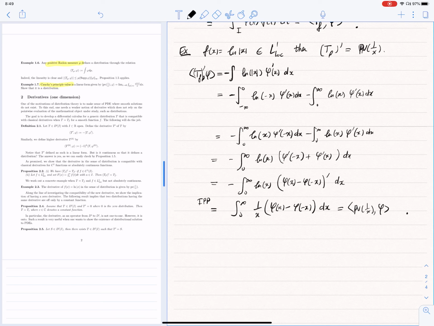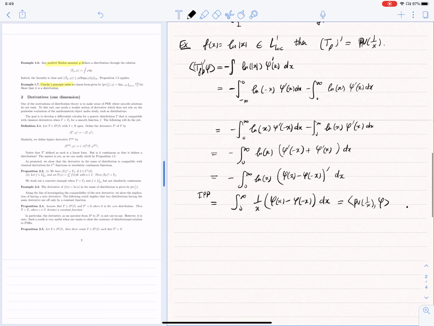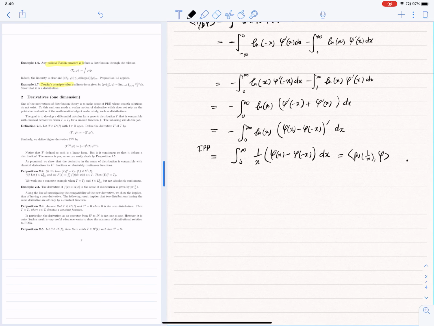So it is still the case in the sense of distribution. If you have a distribution that has zero derivative, then the only possibility is that the distribution is associated with a constant function. So it generalizes the classical implication of having a zero derivative. This is the content of the following proposition.